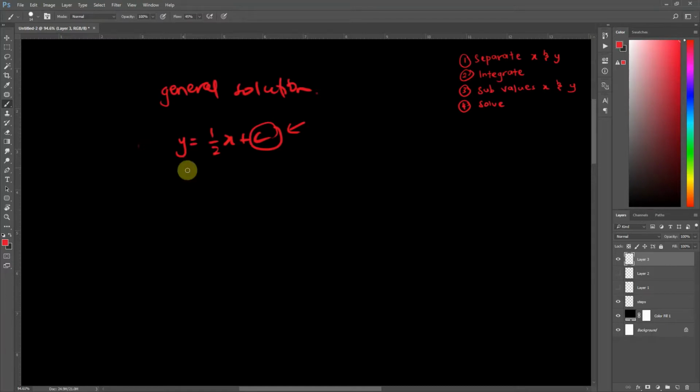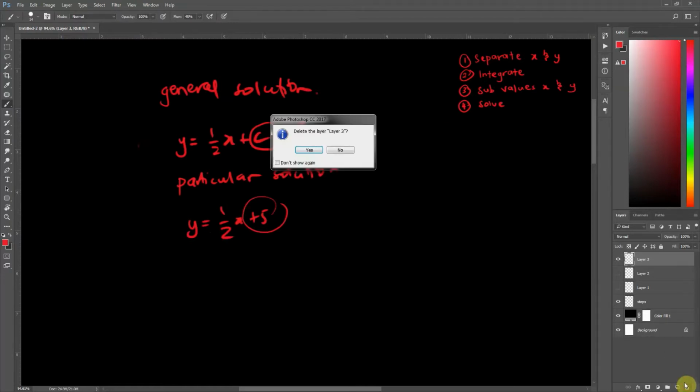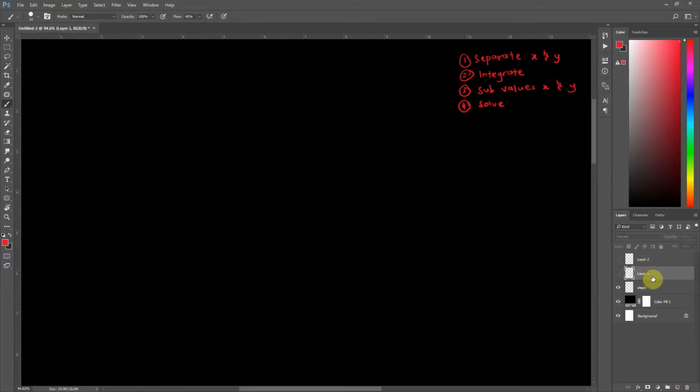Today we are finding what we call a particular solution. So for today you are going to find out the value of c. It could be 5, could be 10, or whatever. So for today we have to add one more step, which is to find the value of c. Okay, so now let's look at an example.